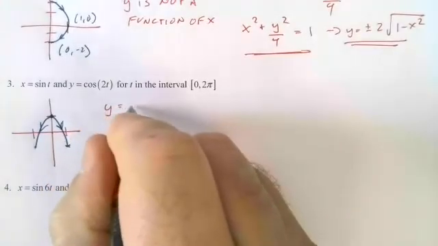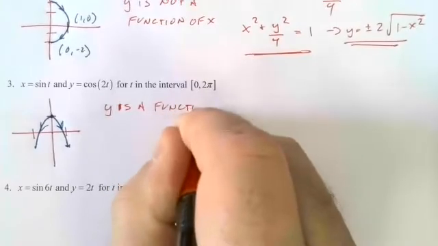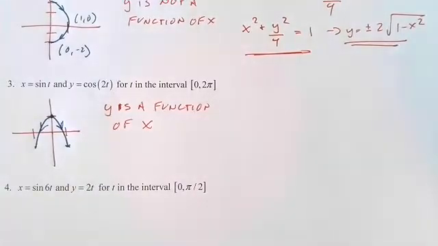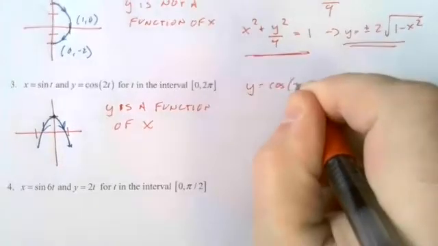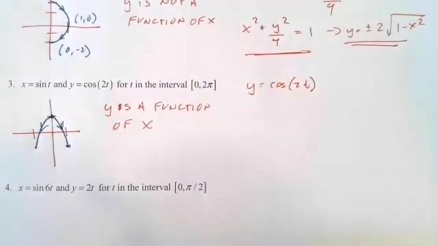All I know is y is definitely a function of x. y equals cosine of 2t. Looks like I'm going to do some fancy math to this. Give me a moment and figure out what the heck is going on here.